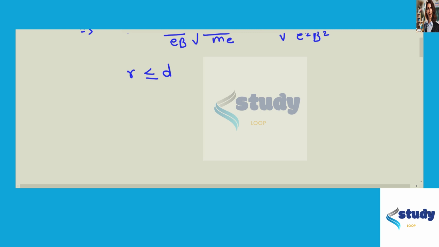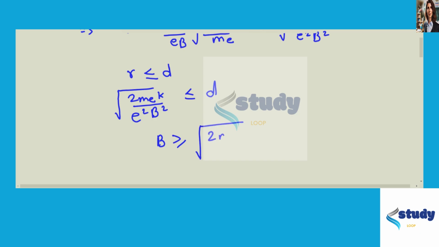So that means root of 2 m_e K upon e square B square should be less than or equal to d. Now, taking B to the other side, B should be greater than or equal to root of 2 m_e K upon e square d square. Hence proved. This is what we were required to prove.